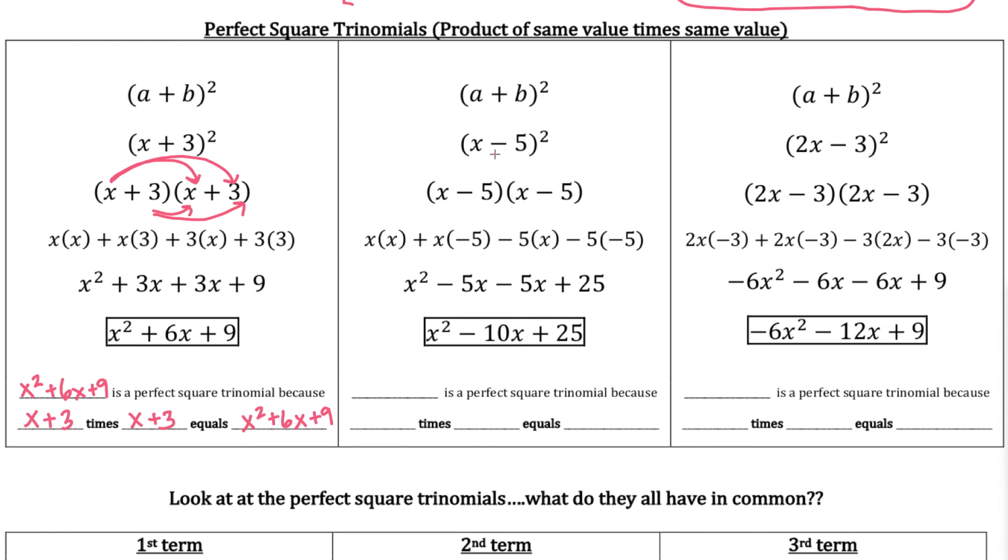All right, let's look at another example. So x minus 5 squared. X minus 5 times x minus 5. We do x times x is x squared. X times negative 5 is negative 5x. Negative 5 times x is negative 5x. Negative 5 times negative 5 is positive 25.